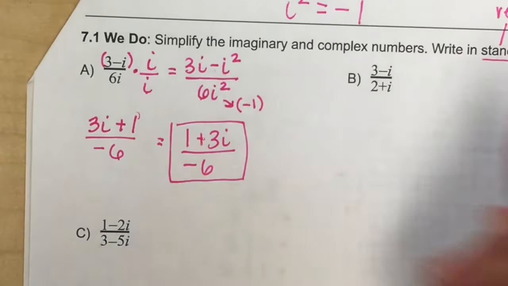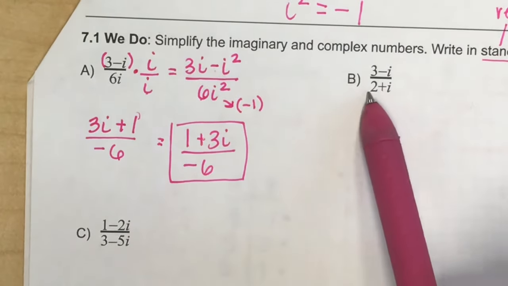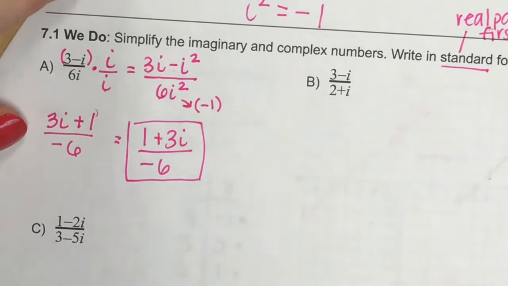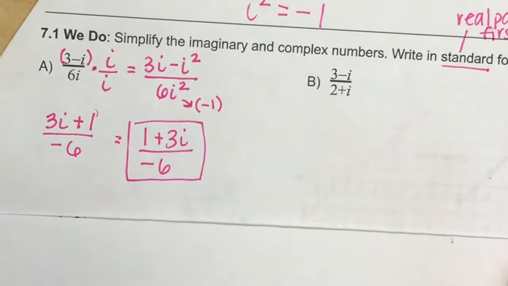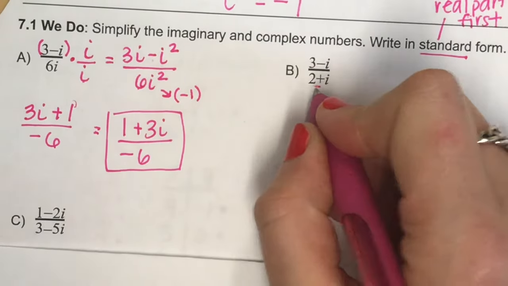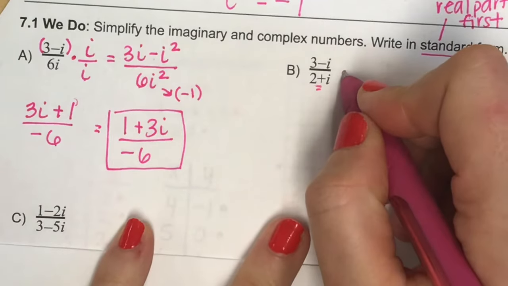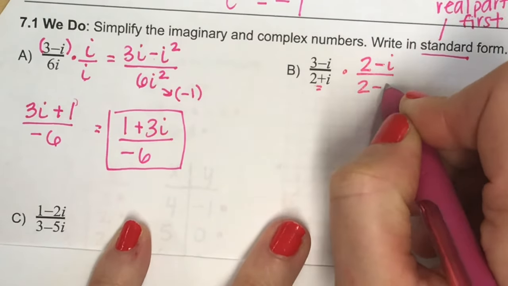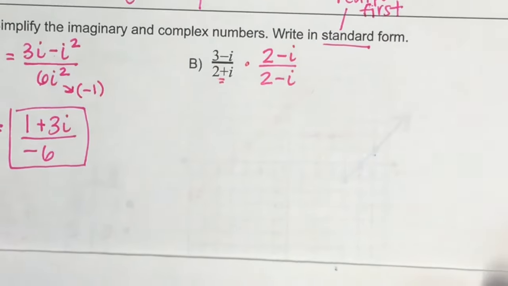Letter B is a little bit different because now I don't just have an i at the bottom, I have a 2 plus i. So in order to get rid of a 2 plus i, I want to multiply by its conjugate. And conjugate means you take the bottom and you change the sign. So I'm going to multiply this by 2 minus i on both the top and the bottom.